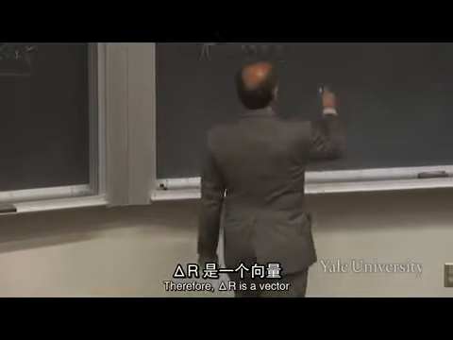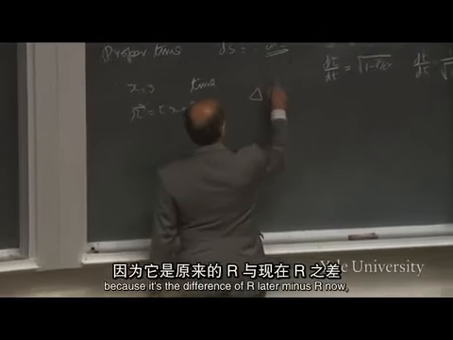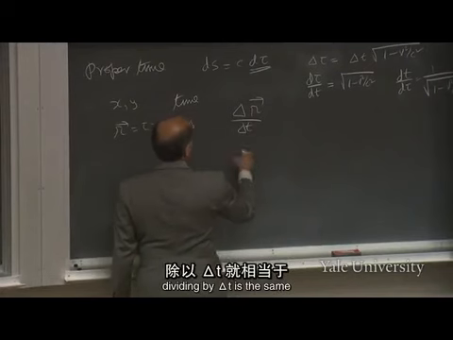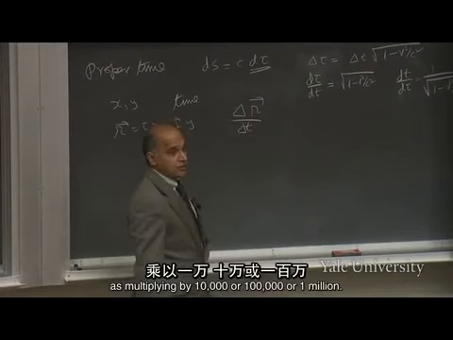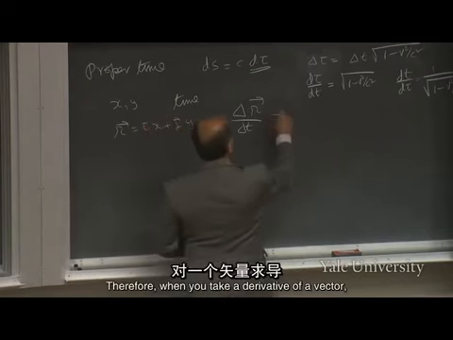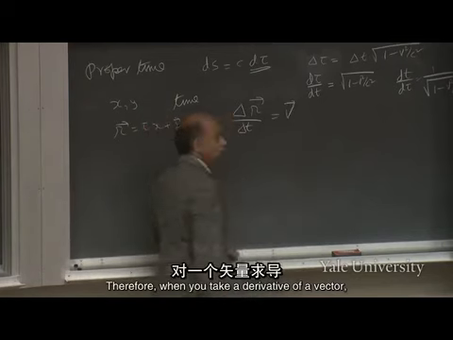Therefore, delta r is a vector because it's the difference of r later minus r now. Dividing by delta t is the same as multiplying by 10,000 or 100,000 or a million. Doesn't matter. That's also a vector, and the limit is also a vector. Therefore, when you take a derivative of a vector, you get a vector.